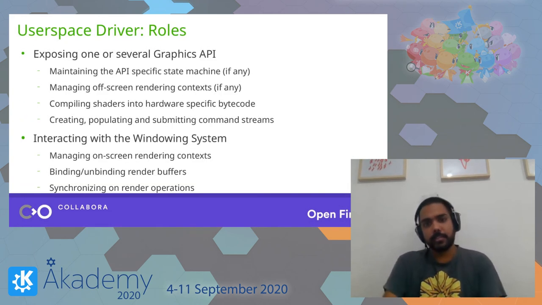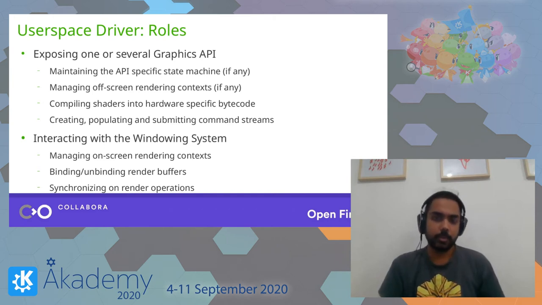So the next thing that we're going to talk about are user space drivers. The roles of a user space driver are exposing one or several graphics APIs, like we talked about earlier, such as OpenGL, OpenGL ES, and Vulkan. They maintain the API-specific state machine, since, as we talked about earlier, the graphics pipeline is configurable. We need to maintain this configuration in memory. And that's one of the roles of the user space driver.